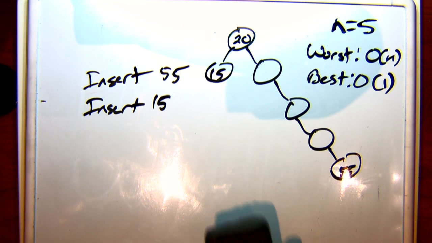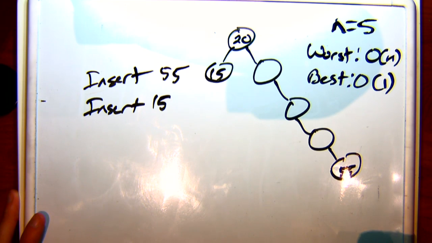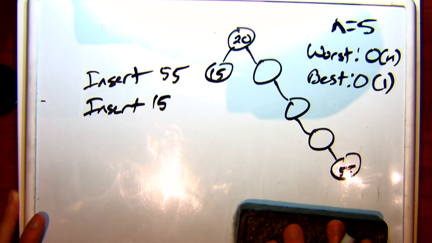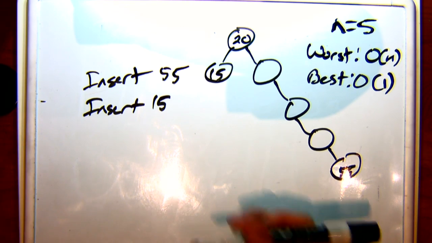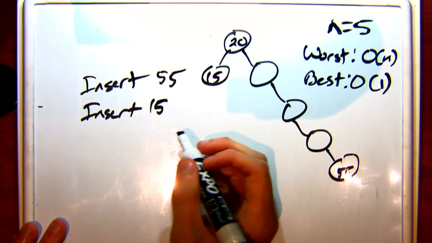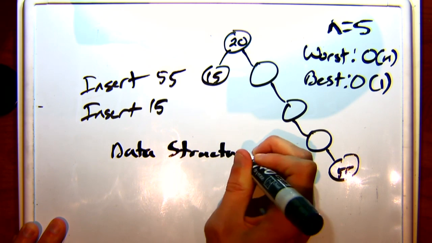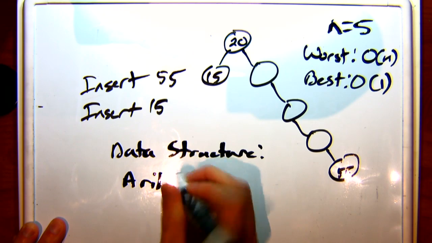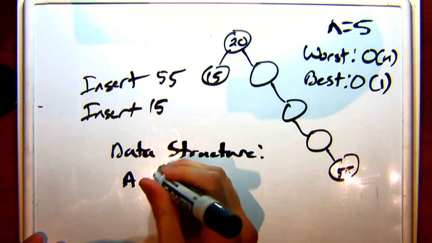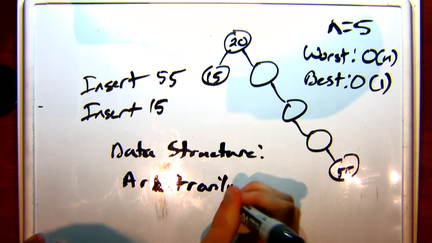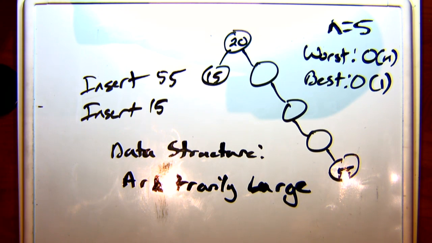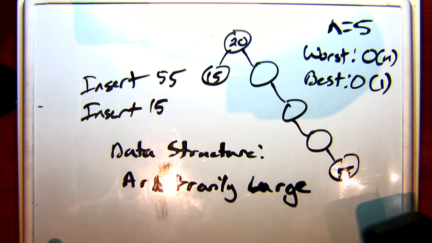Now, something that you might have learned this semester is that when we're doing algorithm analysis, we think of the data structure as being something we call arbitrarily large, which just means that it's large enough for the algorithm that we're using that we can get some kind of timing out of it that's actually reasonable.